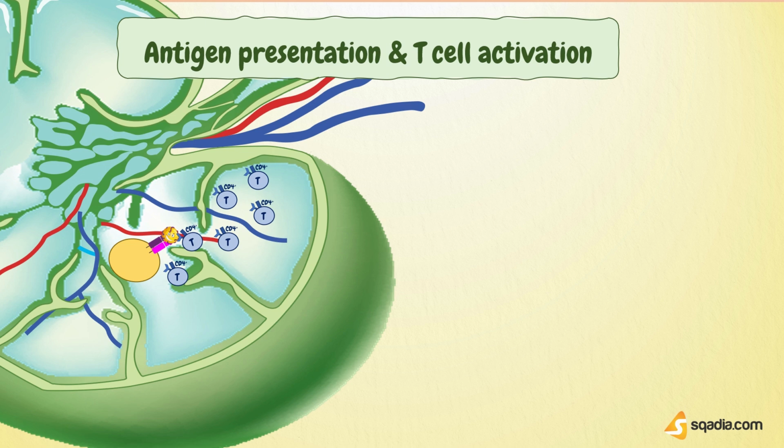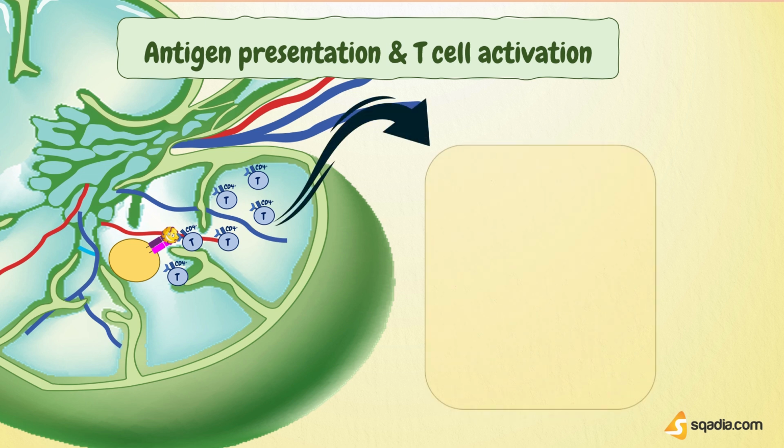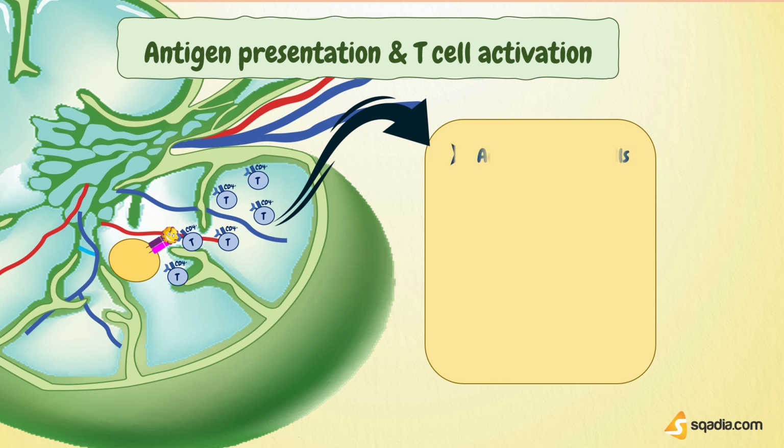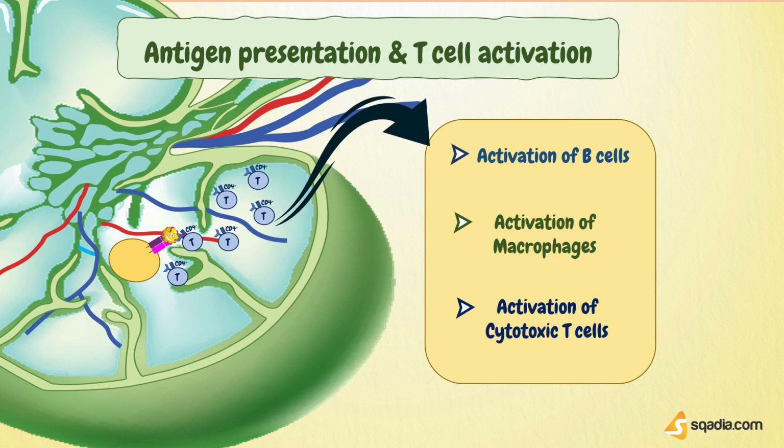In this way, antigens are presented on the surface of dendritic cells and are thus presented to the helper T cells. These helper T cells then further play their role in the adaptive immune response by activating B cells for the production of antibodies against a particular antigen. They help in the activation of macrophages for the engulfment of particles. And they also help activate further cytotoxic T cells that kill infected target cells.